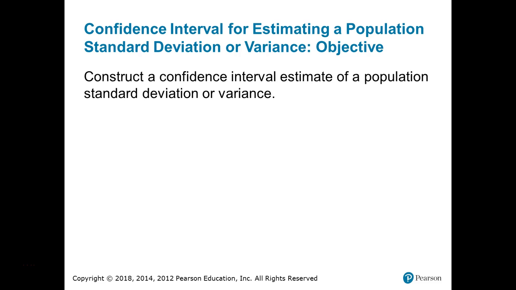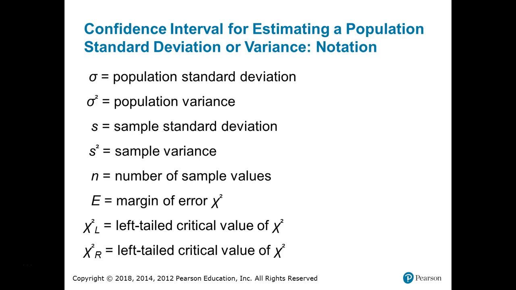Confidence interval for estimating a population standard deviation or variance. Here's your notation again, nothing new except for chi. We have our population standard deviation, which is lowercase sigma. Lowercase sigma squared is population variance. Lowercase s is sample standard deviation. S squared is sample variance. N is number of sample values. E is margin of error. And then the chi values we just talked about.